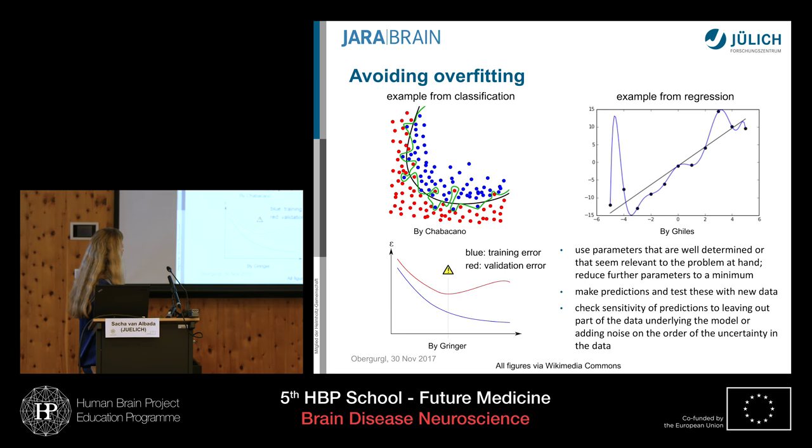This is schematically indicated here: when you add more parameters to a model, you can continually decrease the training error, so the goodness of fit to the data that you have increases all the time, but there's a minimum in the validation error. So there's an optimal size of your model in terms of the number of parameters for predicting new data. It's difficult to determine this point in practice, but some rules of thumb are that you should just use parameters that are well determined, so the values are well known, or that seem relevant to the problem at hand that you want to investigate the influence of, for instance, and reduce the number of further parameters to a minimum.